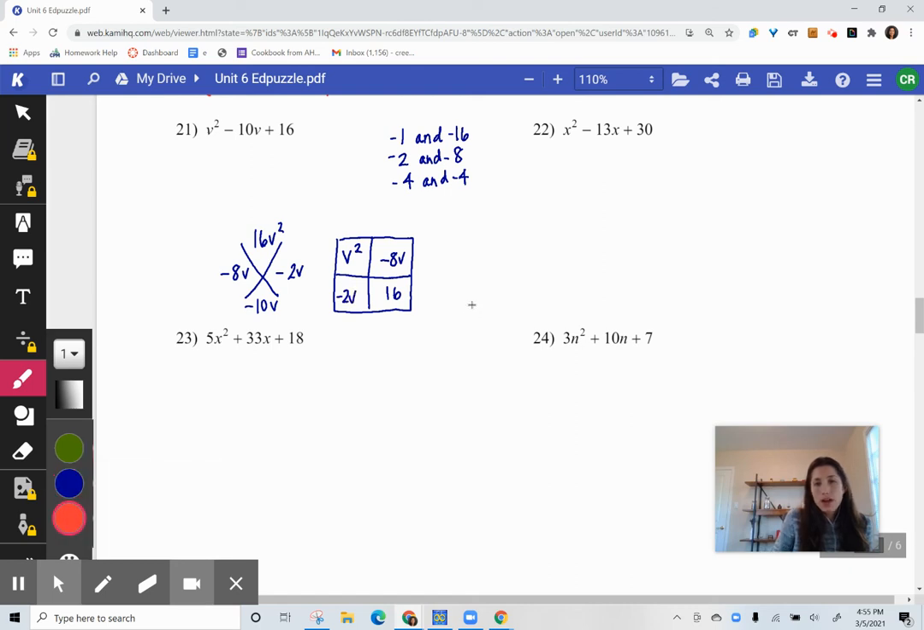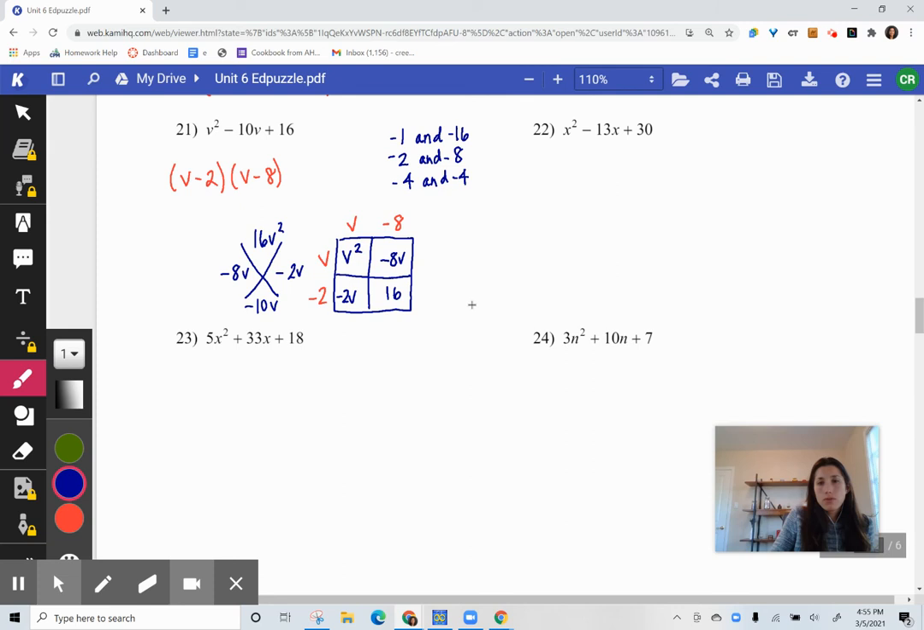Okay, so common factor here is a v. Common factor here is v. V times a negative 8 is negative 8v. V times negative 2 is negative 2v. And then the last parts multiply out properly. And I ran out of space for my factors, so I'm just going to write v minus 2. That would be one factor. V minus 8 would be the other factor in either order.